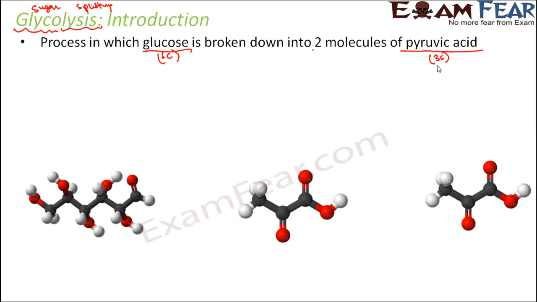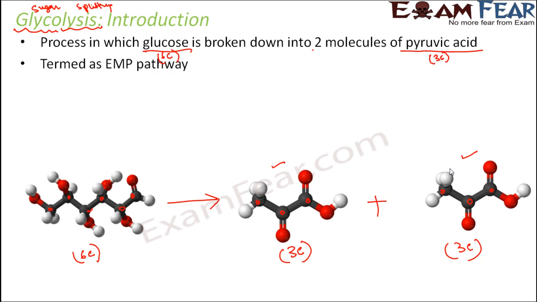So this is the glucose and this is your pyruvic acid. If you see, this is a 6 carbon compound, 1, 2, 3, 4, 5, 6, and it forms 2 pyruvic acid, 1, 2, 3, again 1, 2, 3. So glucose will be broken down into these 3 carbon compounds.